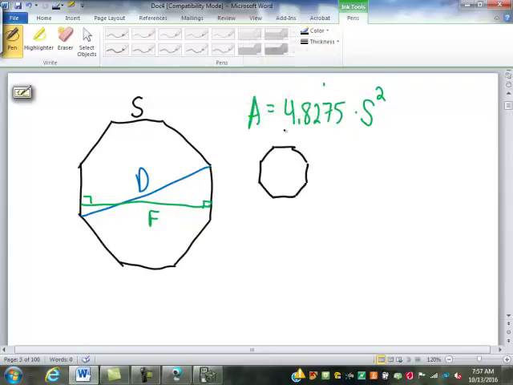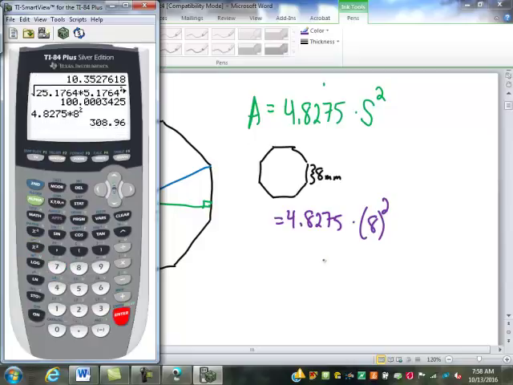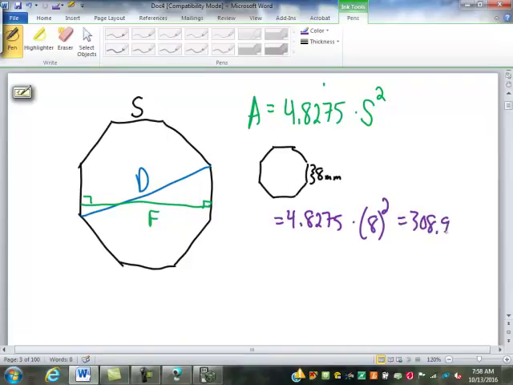Where'd that 4 come from? The 4, that's just a constant that I had to give to you. So let's say you have a piece of stock and you want to mill it down so it's an octagonal piece of stock, an octagonal rod, and you want the side of it to be 8 millimeters. What's the area of that going to be? Well, that area will be 4.8275 times 8 squared, giving us 308.96. That was in millimeters, so that is now millimeters squared as my area.